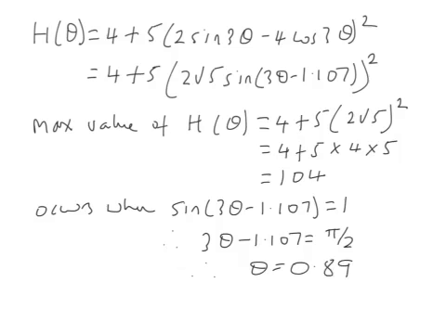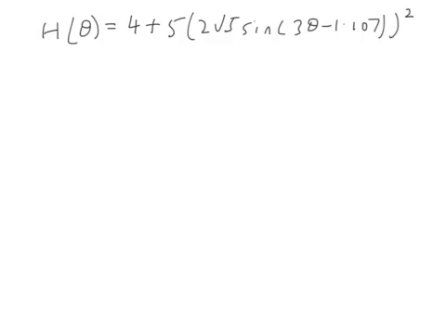Don't forget that that's a 3 theta here, so when you're solving this equation you have to divide by 3 at the end. Now in part C we've got to find the minimum value. Well, the minimum value occurs when this bracket is at a minimum. There's a squared bit here, so any real number when you square it is going to be positive, or the minimum value is going to be 0.